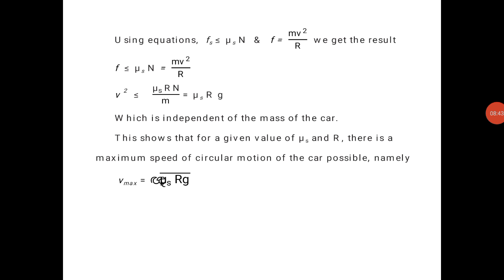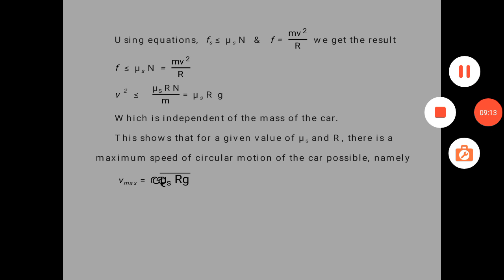So in the next class we have to discuss the motion of the car on a banked road. Why are the roads banked? The roads are banked to improve the centripetal force, meaning the vehicle can easily turn in a curved path. So that we can discuss in the next video.